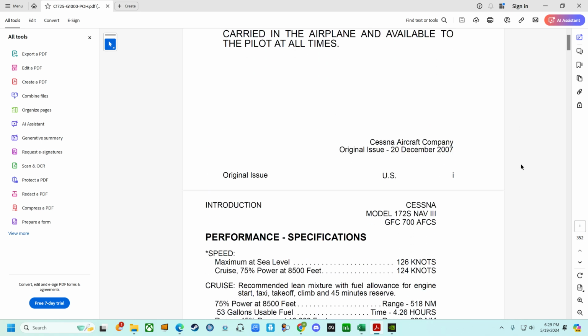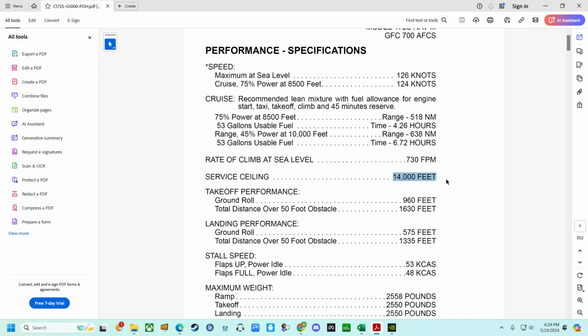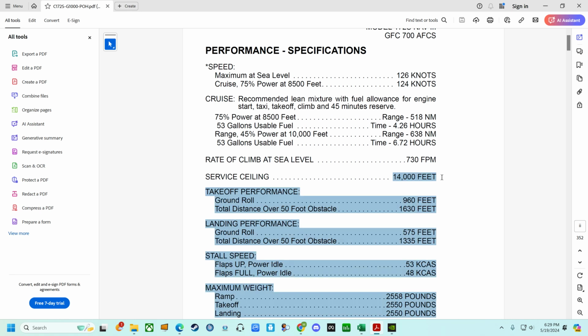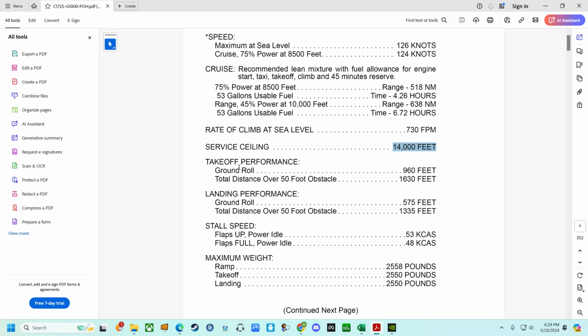They're generally laid out the same way. They're going to give you a bunch of performance specifications on the first page, which will give you your rate of climb at sea level and your service ceiling, which is how high the aircraft can fly. So this one I'm looking at is for a Cessna 172 G1000. I can't do a flight up at 18,000 feet with this aircraft because the service ceiling is only 14,000 feet. And they'll give you some takeoff performance numbers, right?